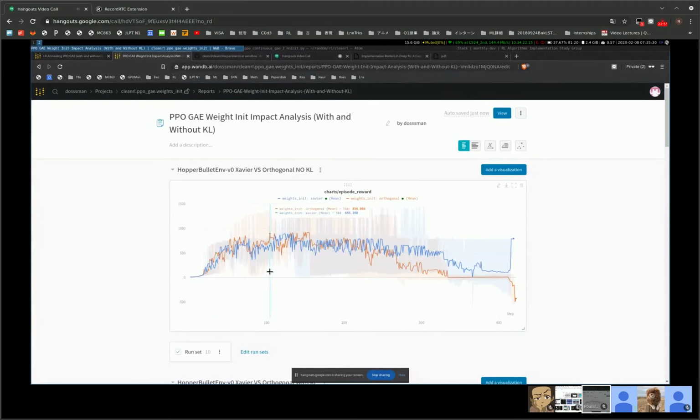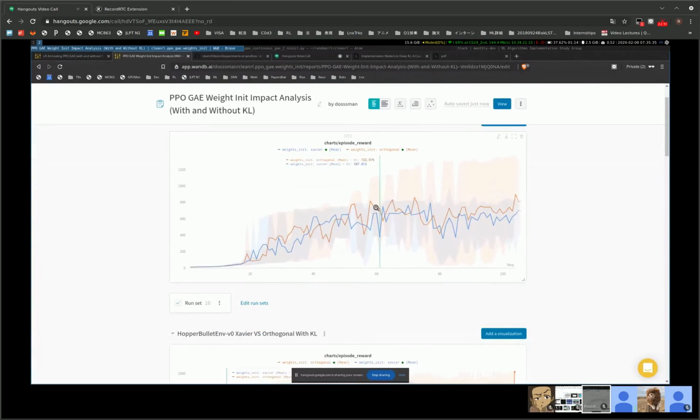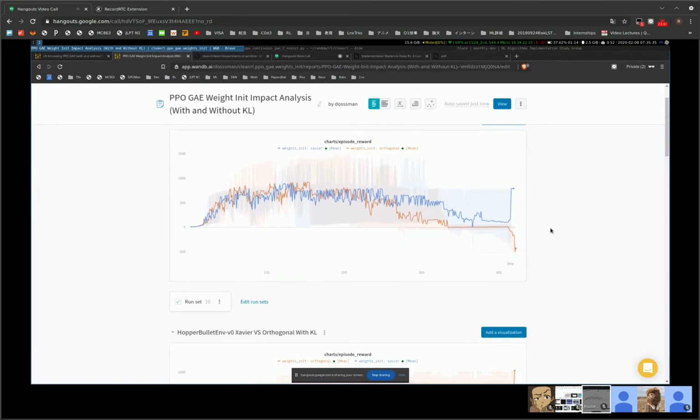Okay. Like it could also be a hyperparameters kind of thing, right? Like how fast are you doing the annealing? No, maybe. But that again shouldn't really be an issue.